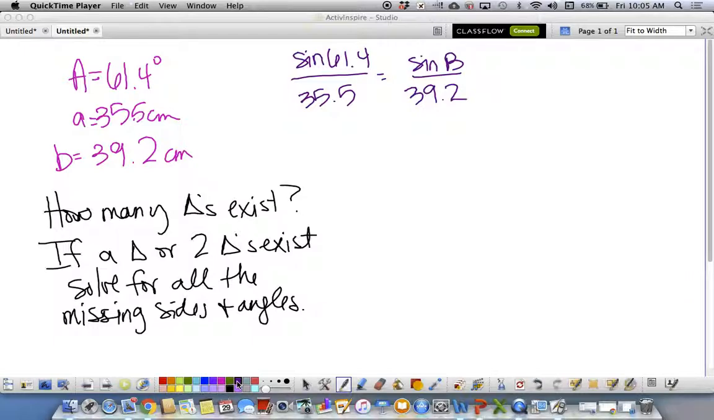In a different class, so watch your calculators, especially if you borrow one from me, because sometimes I need radian mode in calculus. So I know when I do sine 61.4, it should not be a negative number.